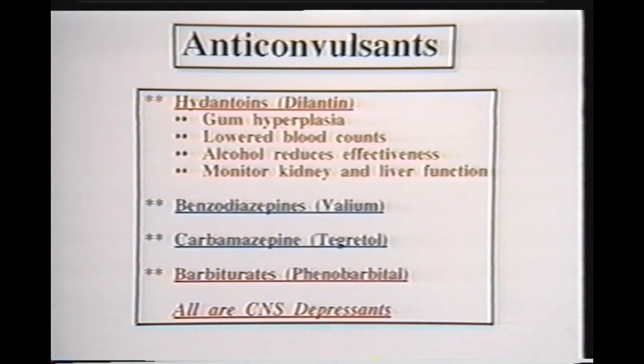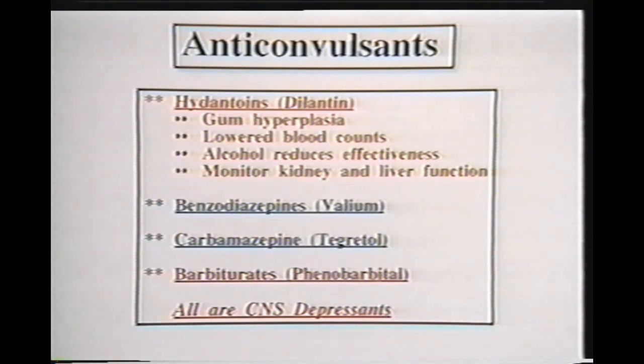And you need to know the major side effect for Dilantin, hyperplasia of the gums. And we need to check both CBC and kidney and liver function because it can affect all of those. And remember to teach patients that alcohol reduces the effectiveness of Dilantin.